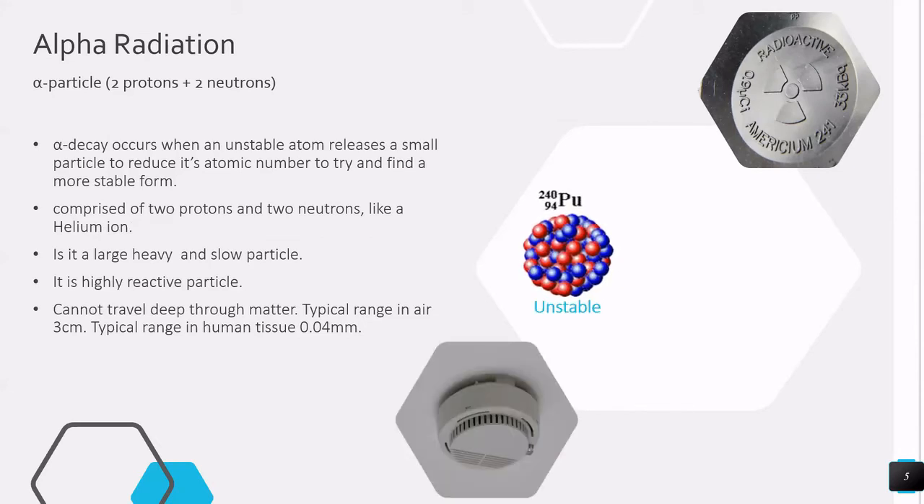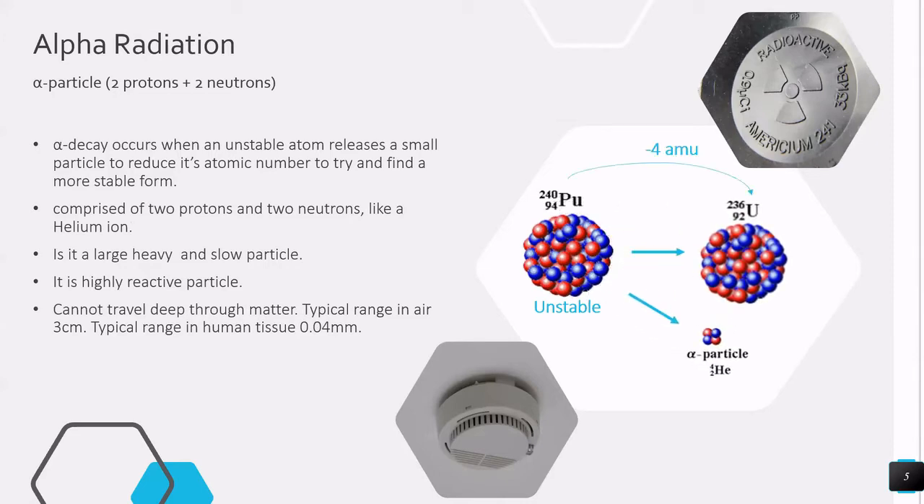Alpha radiation occurs when an unstable atom releases a particle to reduce its atomic number to find a more stable form. The alpha particle is comprised of 2 protons and 2 neutrons, like a helium ion without the electrons. The alpha particle is large and heavy and moves very slowly. It is a highly reactive particle and therefore cannot travel deep through matter. The typical range of an alpha particle is 3 centimeters in air before the air particles attenuate the radiation. For human skin, an alpha particle can travel about 0.04 millimeters deep.